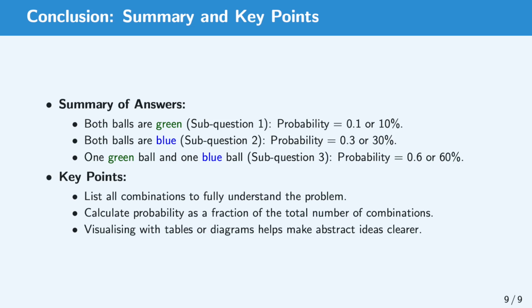Here's a summary of our answers. The probability of drawing 2 green balls is 10%. The probability of drawing 2 blue balls is 30%. The probability of drawing 1 green ball and 1 blue ball is 60%. Now, the key points to remember are: list all possible combinations to fully understand the problem. Calculate probability as a fraction of the total number of combinations. Using tables or diagrams can make abstract ideas easier to grasp.